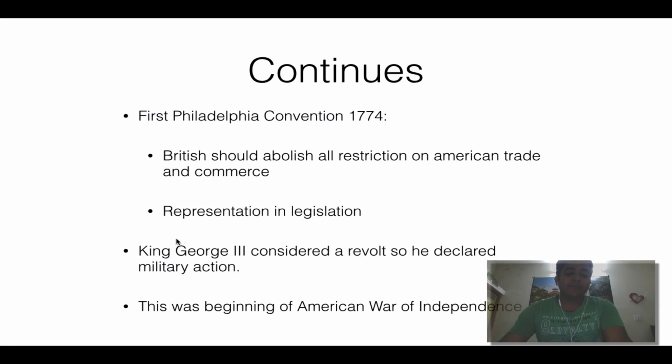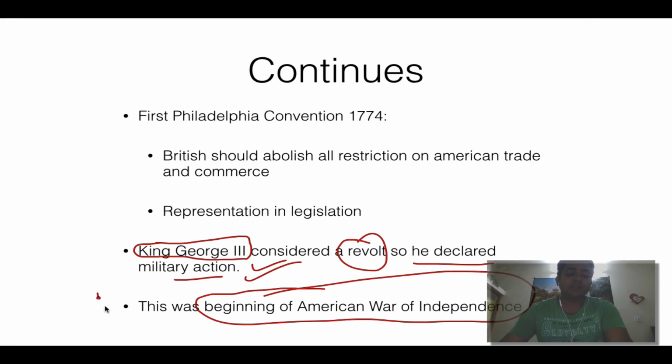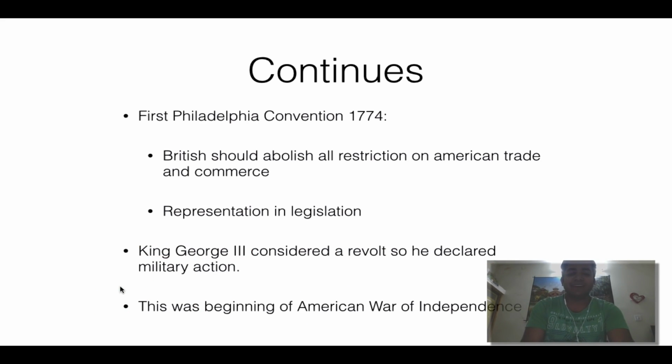But what happened? A fool, they always do not see the warning coming. So King George III considered it a revolt. He declared military action. What happened from that? It led to the beginning of the American War of Independence. Please make sure you do not do this in your life. Please heed the warnings which are coming your way.